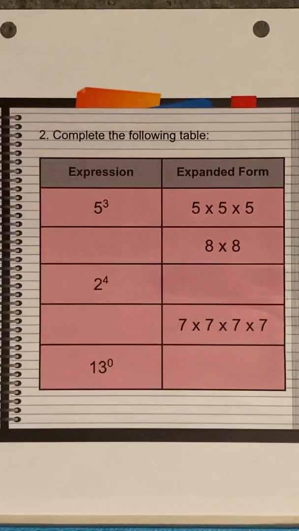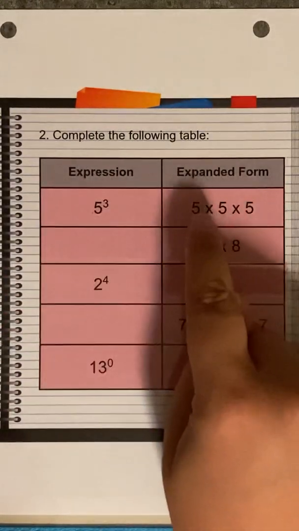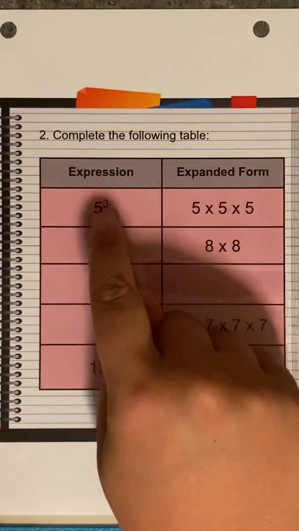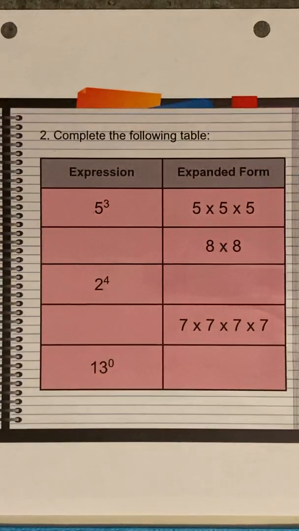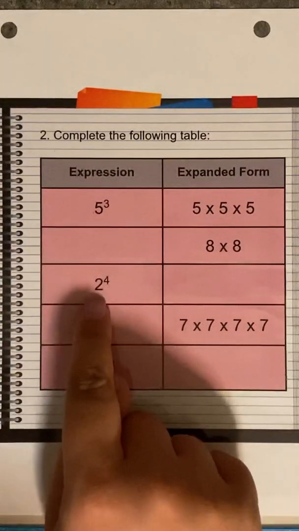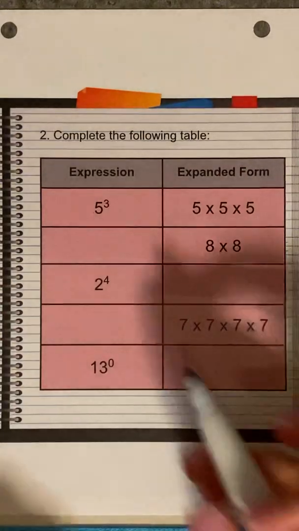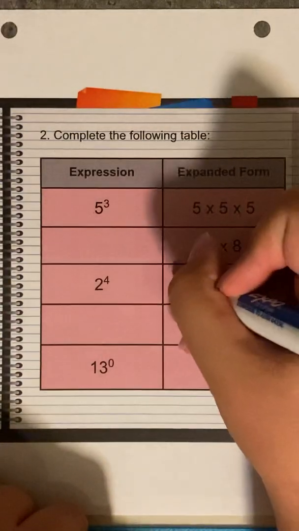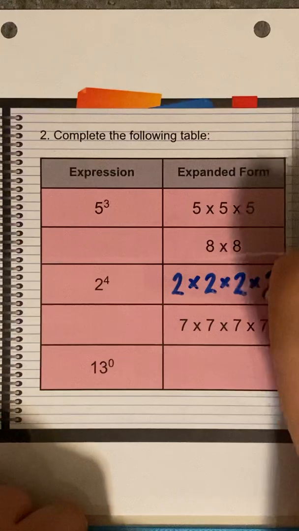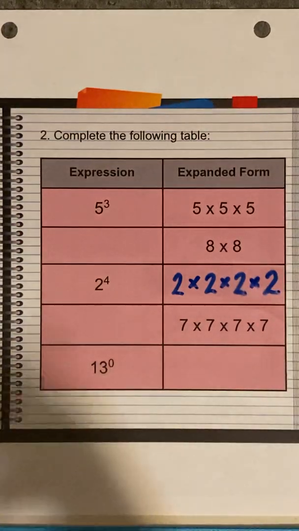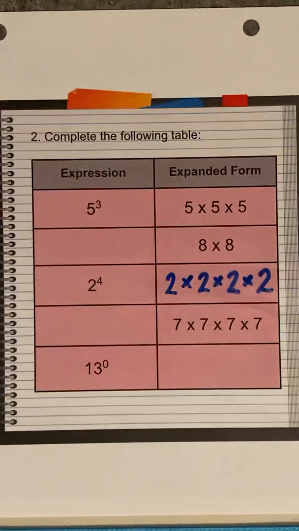Alrighty, complete the following table. So the expression and the expanded form. So all we're doing is writing the expression and then writing the expanded form of it. So here's the first one done for you. 5 to the 3rd power, or 5 cubed, is 5 times 5 times 5. Remember, it's that base being multiplied by the base, however many times the exponent tells us. So let's go through and do those. So 2 to the 4th power. How many times are we going to see that base? Well, we're going to see that base 4 times. So we have 2 times 2 times 2 times 2. That is going to be in that column there.